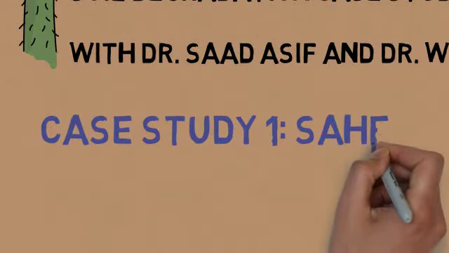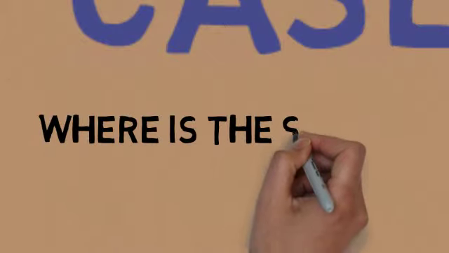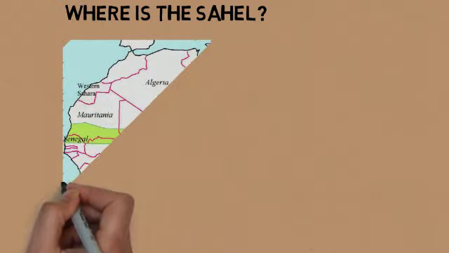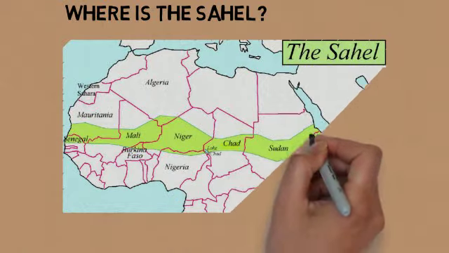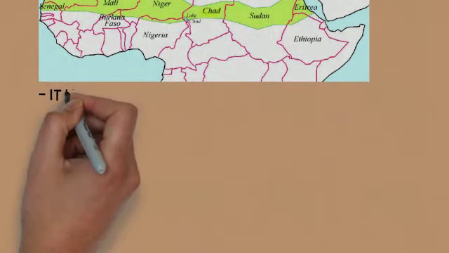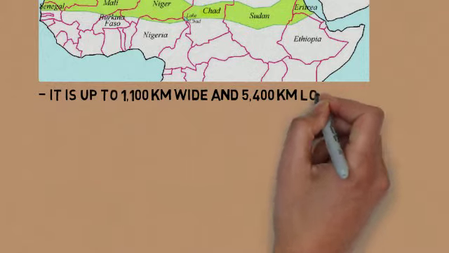Case Studies. The Sahel: soil and land change. Aerial extent and geographical information. As you can see on this map, the Sahel is located across Central Africa, and it is the transition region between the Sahara Desert and the Sudanian Savanna, a belt up to 1,100 kilometers wide and 5,400 kilometers long.